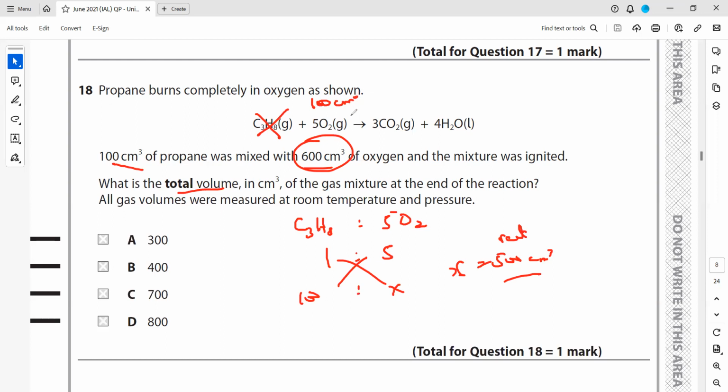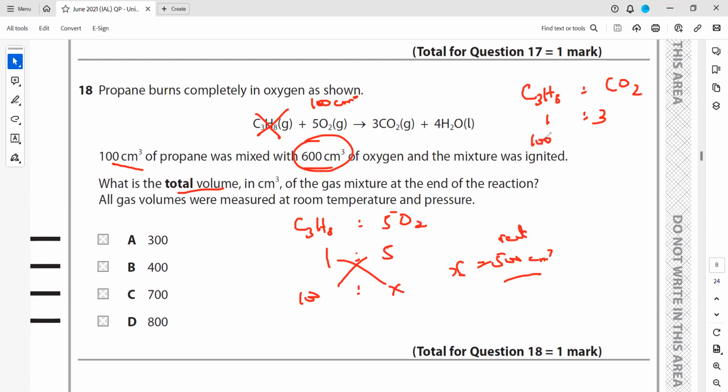So unreacted oxygen is 100. Then, because this is a limiting factor, when we find the product, we always find it from the limiting factor. So C3H8 and carbon dioxide, what is the ratio between them? 1:3. Why did we take C3H8? Why not oxygen? Because C3H8 is the limiting reagent. So whenever we find a product, we always find it from the limiting reagent. So 1:3 is the ratio.